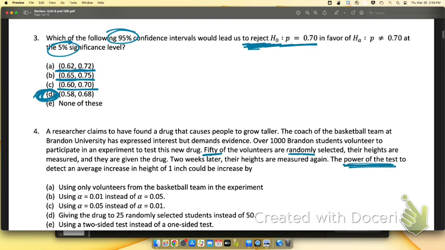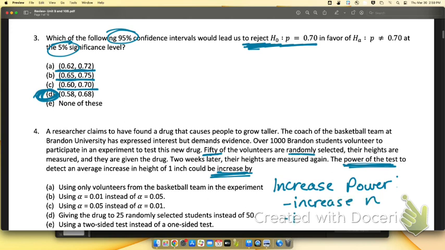So power of the test, we're trying to increase the power of the test. There are 2 ways to increase power. If you want to increase power, then you need to do one of 2 things. Increase your sample size, N, or increase your alpha, your significance level. Okay, those are the 2 ways we can increase power.